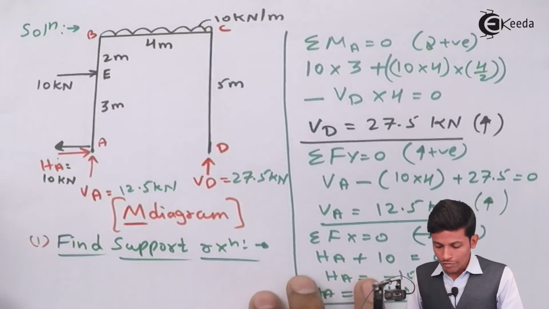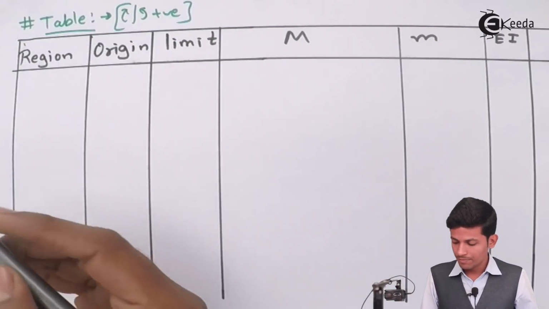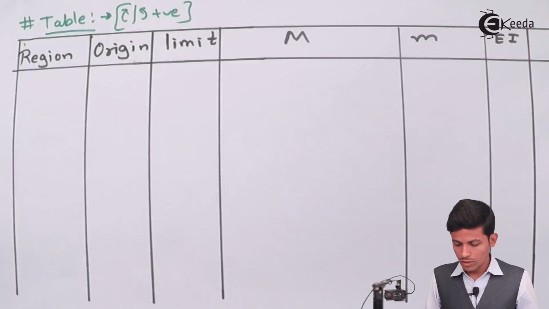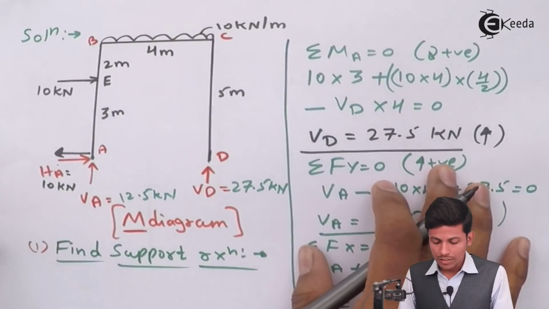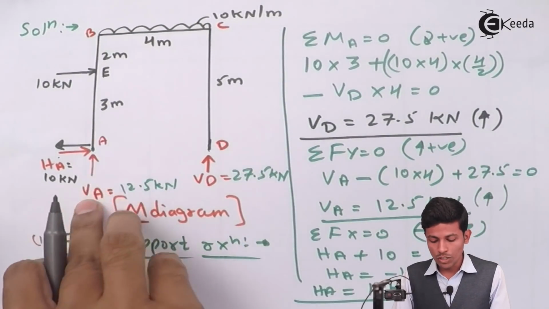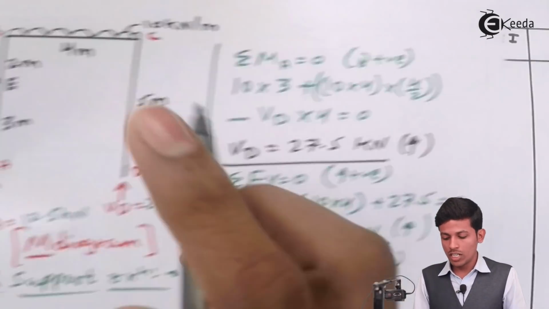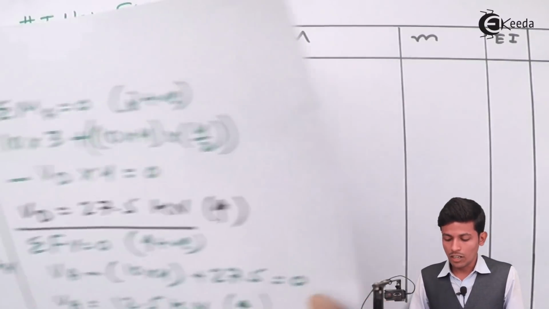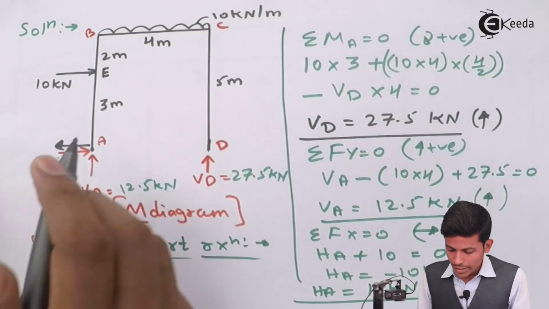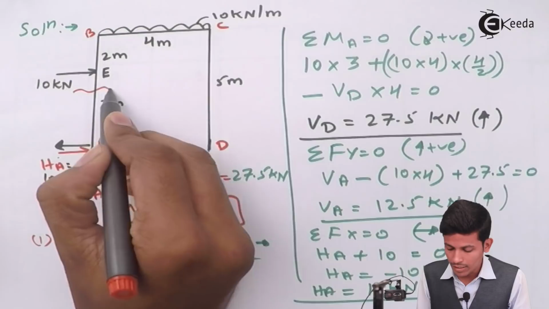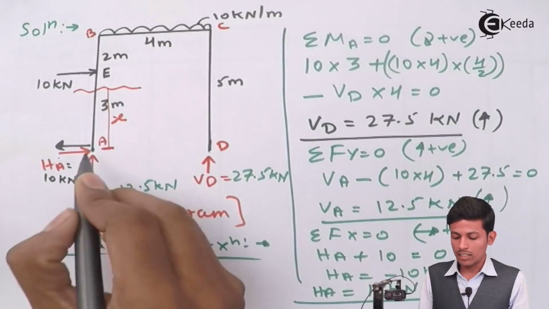Now see what has to come first. Our first region is AE, so write it over here under region: AE. Now what is the origin? Take the origin as A. Your limit will be 0 to 3. Now you have to take a section in AE like this, with A as the origin. This distance is nothing but X.